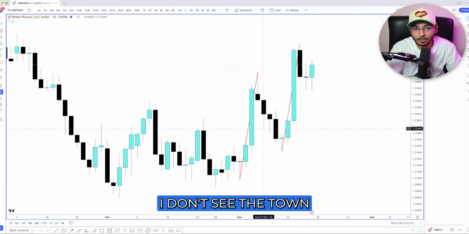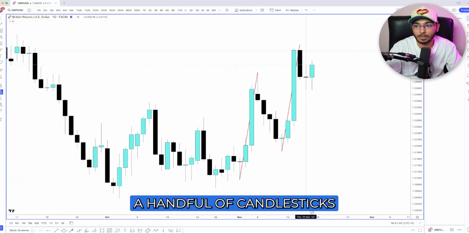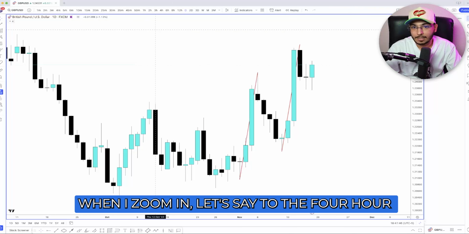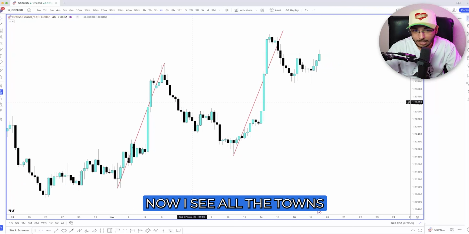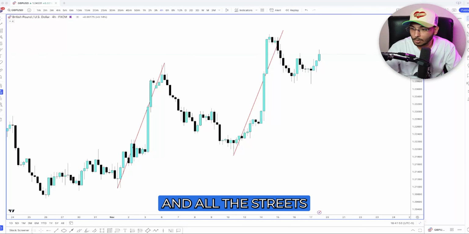I don't see the cities. I don't see the town. I only see a handful of candlesticks. When I zoom in, let's say to the 4 hour, now I see a lot more noise. Now I see all the towns and all the highways and all the streets, right?